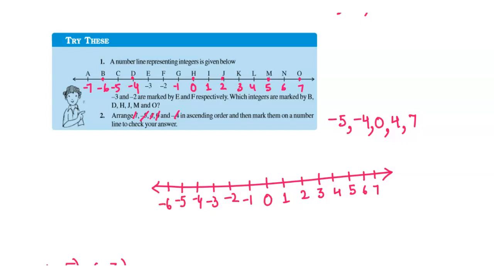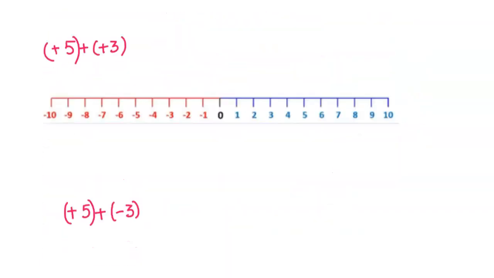So now on this side they are increasing. That means the first integer has to be negative 5, which is the smallest. Then negative 4, then 0, then 4 and then 7. So that means our answer is correct. So let's go to the next thing.